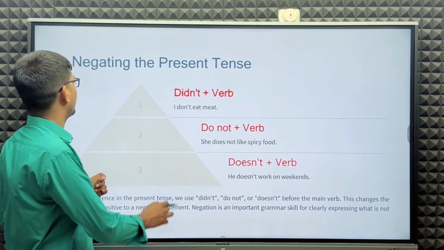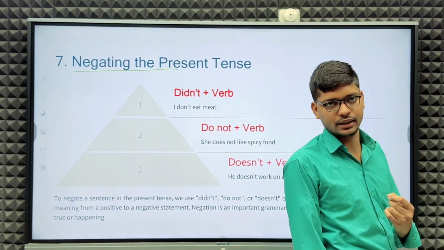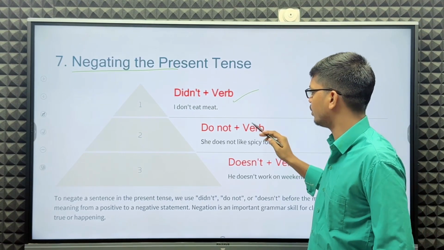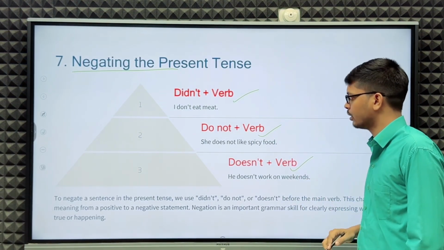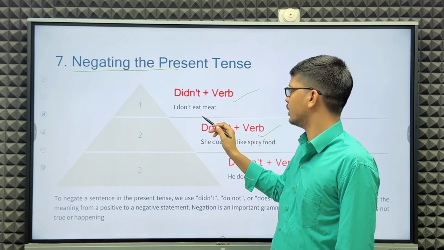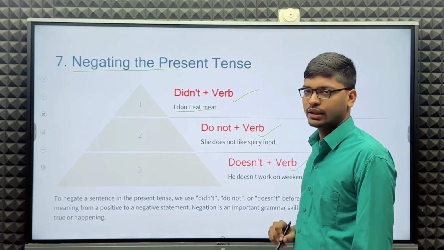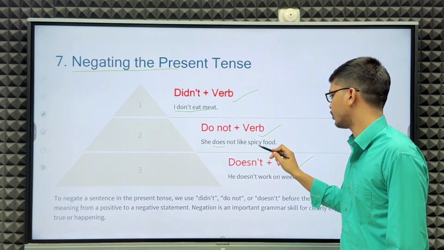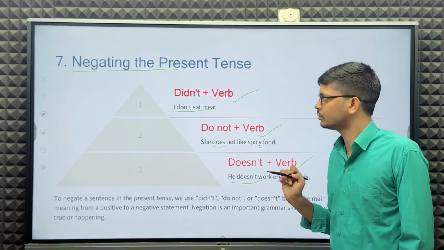The next point is related to negating the present tense. Didn't plus verb, do not plus verb, doesn't plus verb. For example, I didn't eat meat. She does not like spicy food. She does not work on weekends.